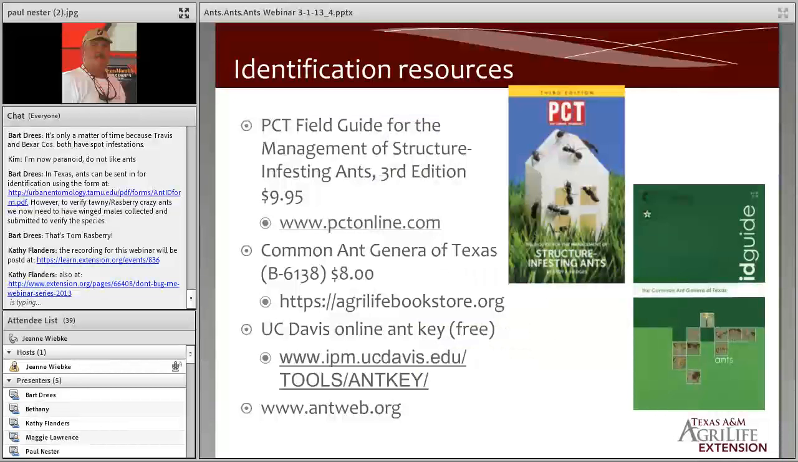There's a lot of IDing resources. The PCT manual is very, very good for ants. There's some other ant ID guides. We have an ID guide in Texas that we can use. But there are a lot of things out there. I highly recommend that if you are interested to look at one of these manuals, or if you're a pest control professional, someone that's going to be IDing, that these are very, very good manuals to help in IDing ants and different ant species.